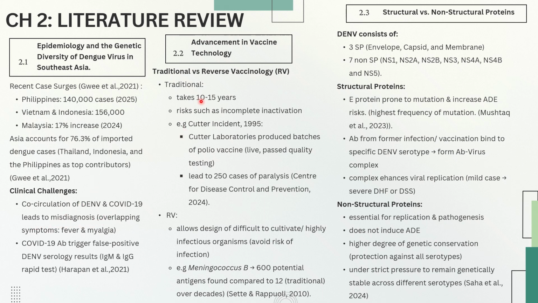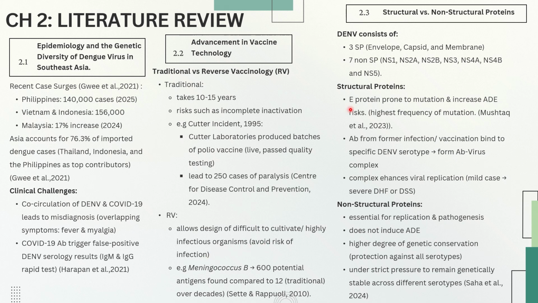Moving on to the advancement of vaccine development, traditionally creating a vaccine takes 10 to 15 years and it carries significant biosafety risk, which involves handling live pathogens. An example of the risk can be seen with the Qatar incident. So by utilizing the reverse vaccinology approach, which is not only rapid and cost-effective, it also eliminates the risk of accidental infection during the research phase.